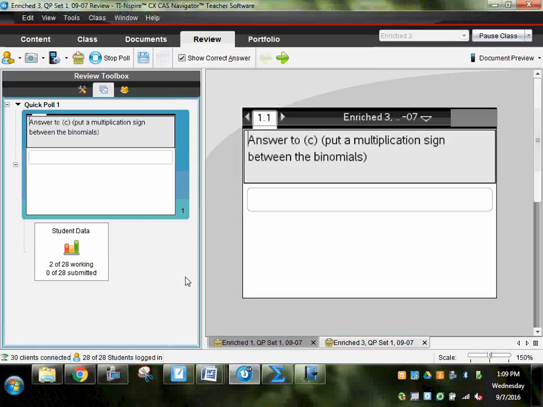We have 2 so far that have put it in. Is that right? Go through, submit when you're done. Fill in the multiplications if they're there. We got 8, 9 out of 28. 11. We're getting there. 13. 15.